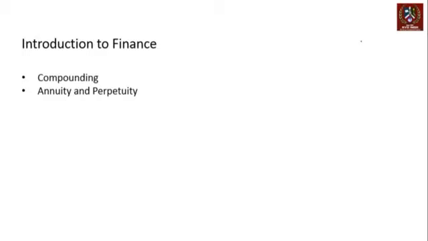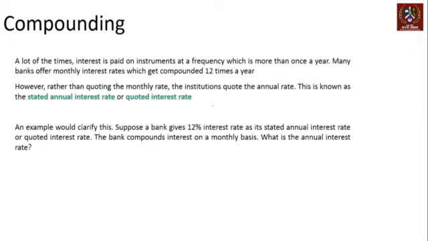Compounding essentially means that you're earning interest on interest, right? So this is a scenario where you're earning interest on interest. A lot of the times the interest is paid on instruments at a frequency which is more than once a year. You can deposit 100 rupees in a bank and the payment could be at, let's say, a 12% interest, but it may not be annual. It may be semi-annual, it may be quarterly, it may be monthly, right?